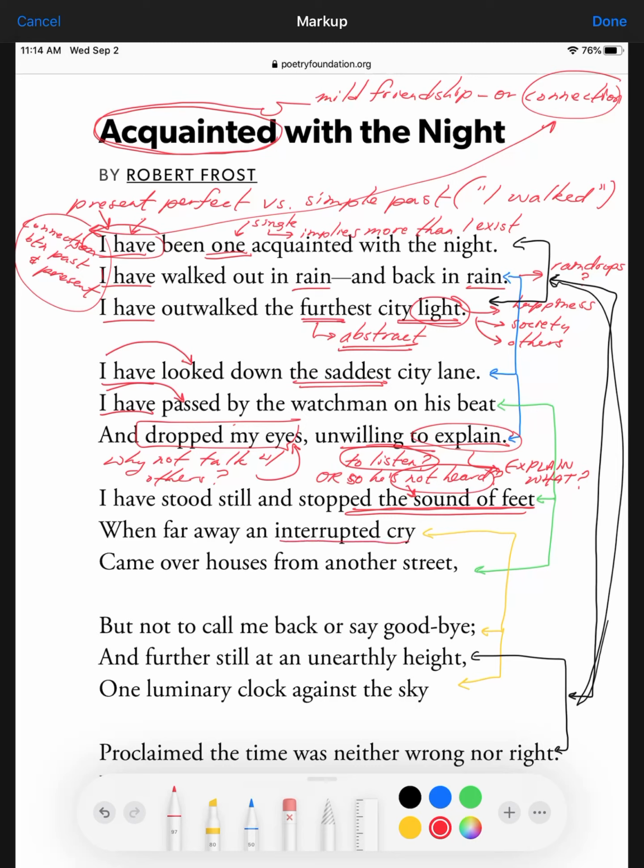This idea of interrupted cry, I don't know what it's interrupting, and that's a question. Is it interrupting something, or is there another voice? So this interrupted cry, this idea that it's interrupted might also imply that there's more than one cry going around. There's more than one person out.